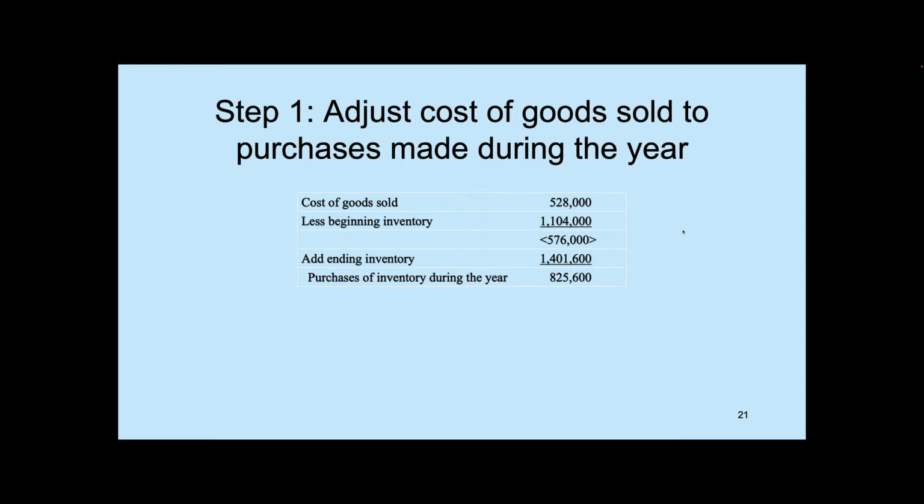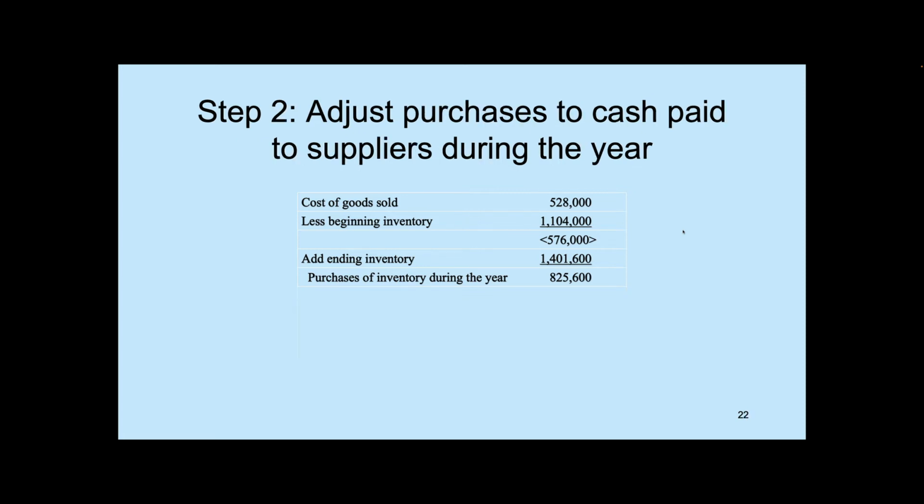Now we know that we didn't have to pay for everything that we purchased. So now we're going to adjust purchases to the cash that we actually paid. And so we take our purchases of inventory and we're going to add the beginning accounts payable because we had to pay that. And then we're going to subtract what we haven't paid at the end of the year. And that will get us down to cash paid to suppliers, $768,000. And we're going to take that and put it in the cash from operations section.